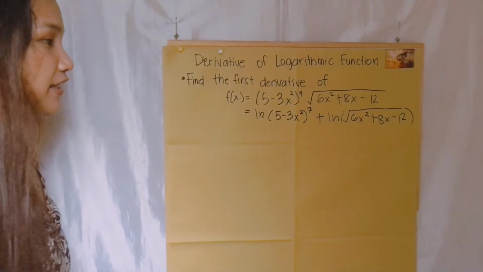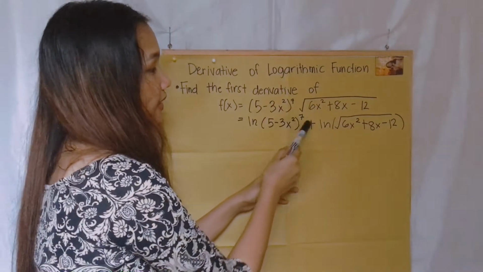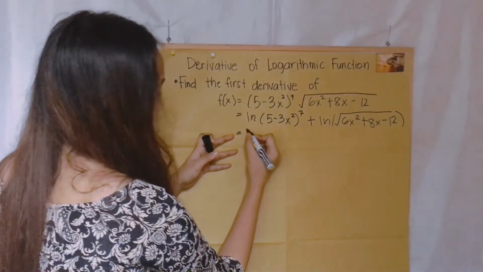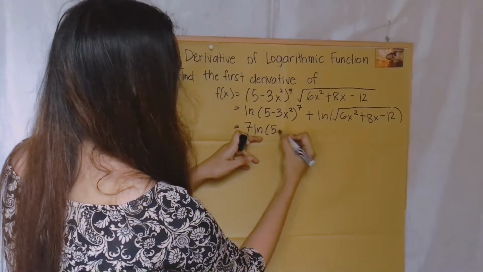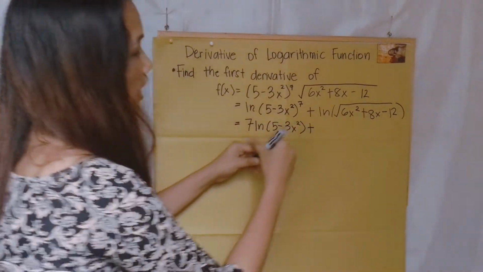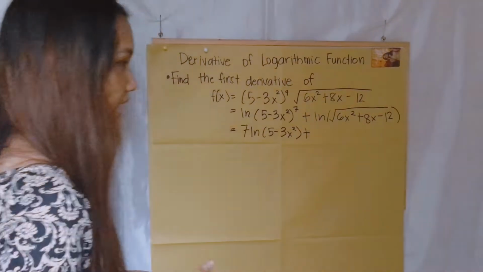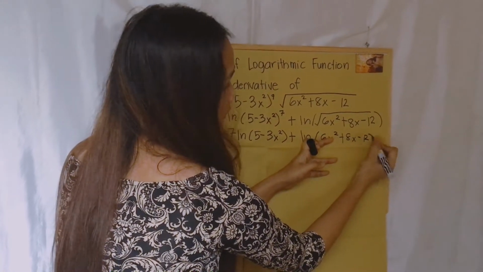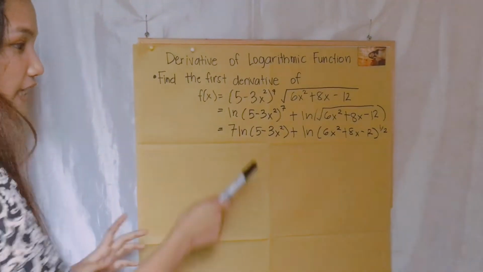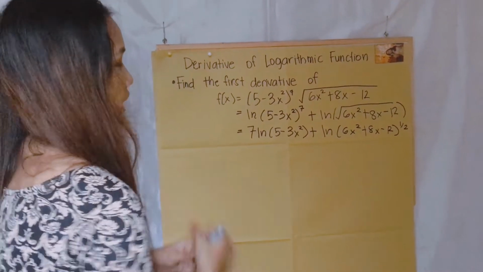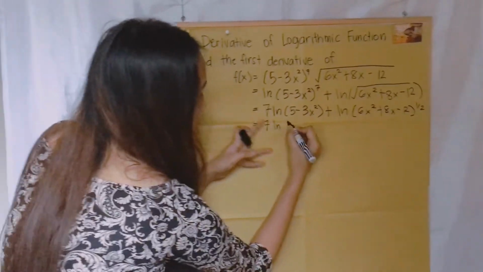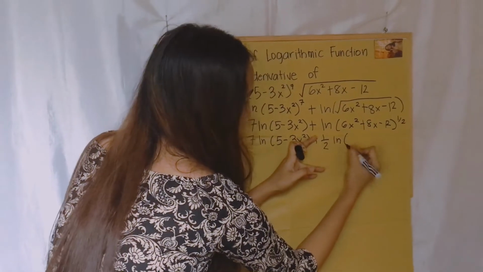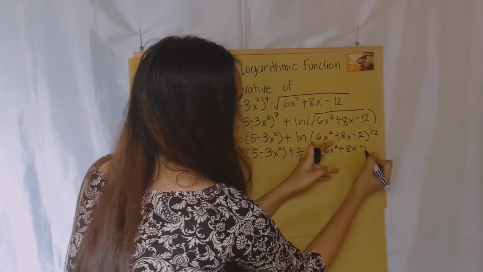According to the property of logarithms, we get the exponent by multiplying and transferring it to the term. So we're going to multiply: 7 ln(5 minus 3x squared) plus, remember that square root means the power of 1/2, ln(6x squared plus 8x minus 12) raised to 1/2. Just like what we did in the first term, we also put the exponent: 7 ln(5 minus 3x squared) plus 1/2 ln(6x squared plus 8x minus 12).